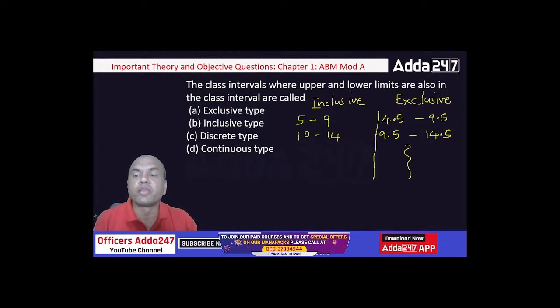Exclusive means wherever the first number and the last number, or either of these, is left out. It's not compulsory that both have to be removed or ignored. So 4.5, either the first or the second or both, if they are ignored, it's called exclusive. So the question here is: the class interval where the upper and the lower limits are also in the class interval. That is the one we want. Obviously, I have given the answer now. It is inclusive, isn't it?